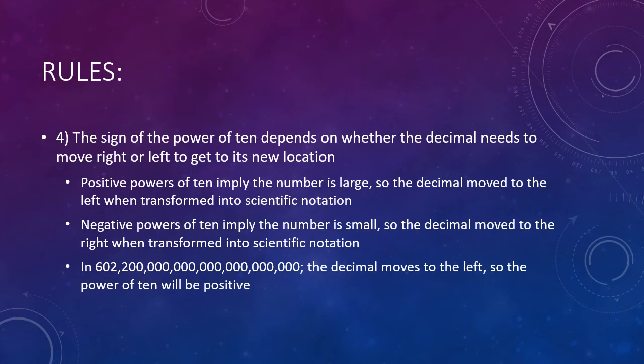The sign for the power of 10 depends on whether the decimal needed to be moved to the right or the left to get to its new location in the scientific notation form. Positive powers of 10 are used for large numbers. So in this case, if the decimal is moved to the left, as it would for a large number, then it has a positive power of 10. Negative powers of 10 are for small numbers. The decimal moves to the right for these. So in our guiding example, the decimal must move to the left because this is quite a large number, which means our power of 10 will be positive.